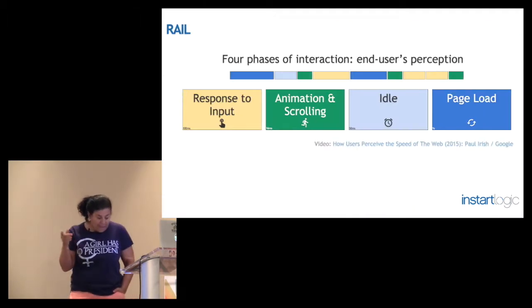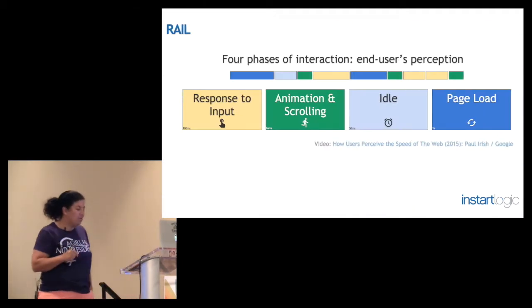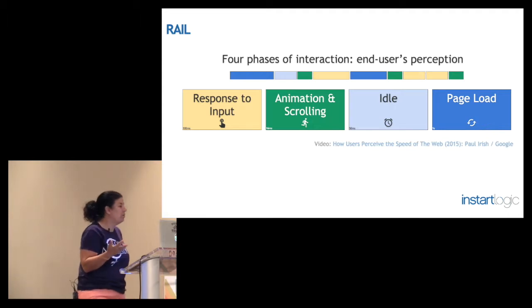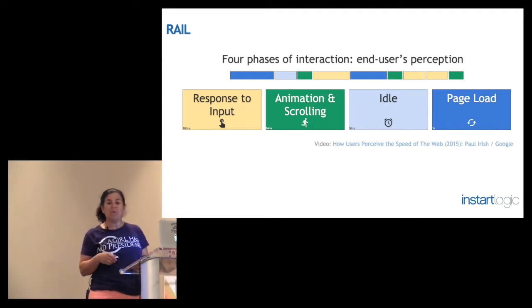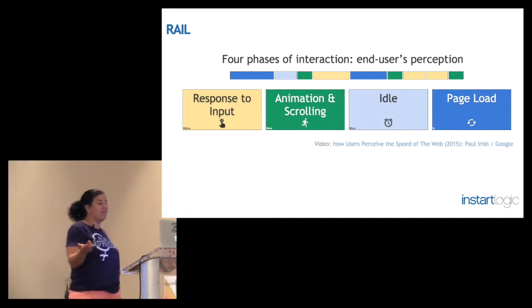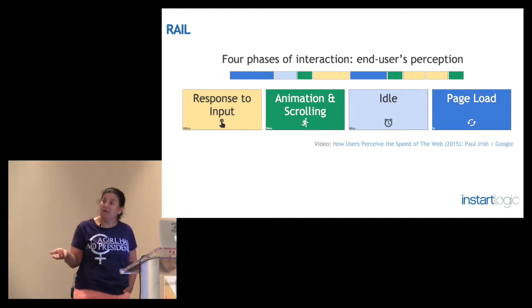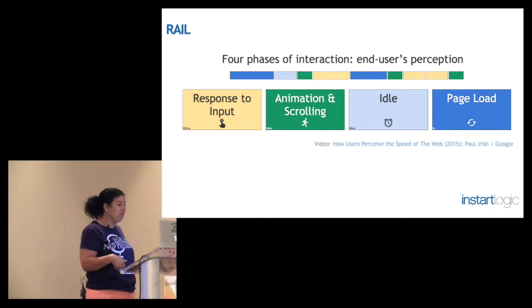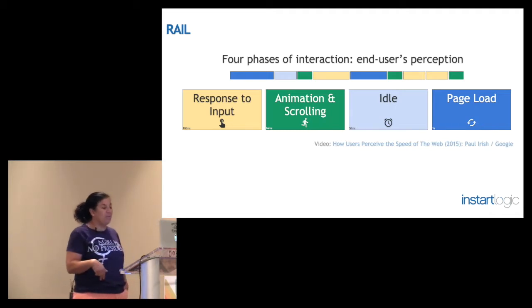So back in 2015, Google came up with this notion called RAIL. And they called it RAIL because it's really LIRA, and LIRA just doesn't market very well. But it really is in order: page load, idle, animation, and response to input.